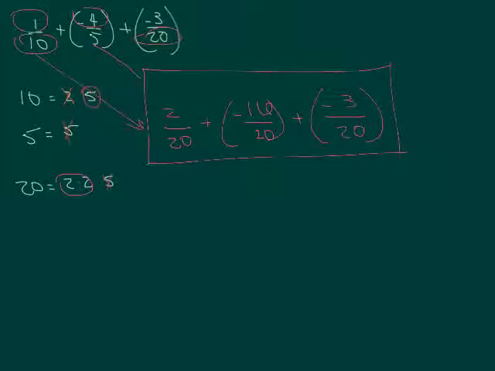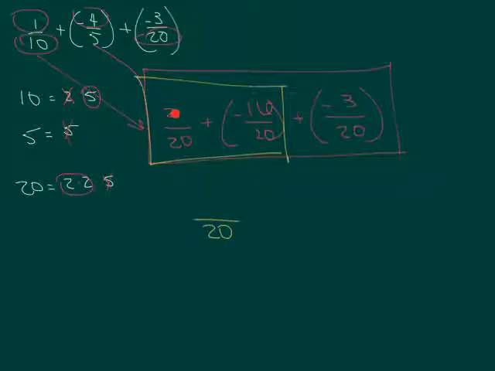combine. So we know on the bottom, well, let's just take these one piece at a time. Let's take these two first and combine those. Our bottom is going to be a 20. Our denominators are the same. And this says take 2 plus negative 16.